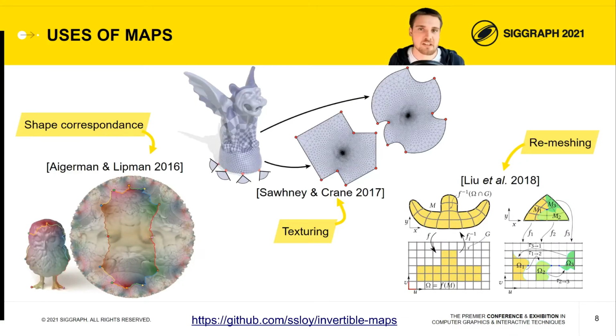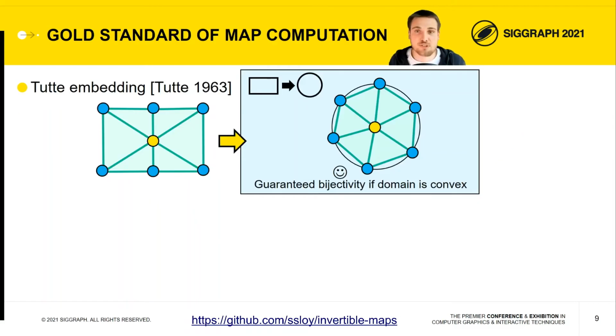Those maps are very useful in computer graphics. They are used, for example, in shape correspondence, texturing, or even remeshing. The most common tool to compute such maps is the Tutte Embedding, introduced by Tutte in 1963. The idea is that we take a domain and map its boundary to another domain, and then we move each point to the middle of its neighbors.